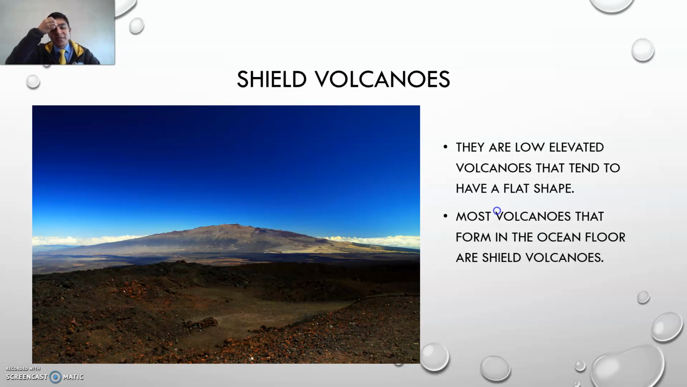And that's weird, right? Because we usually think that volcanoes are going to have a mountain shape structure. But in reality, they are a little bit flatter. They just have a low elevation, of course, comparing them to other volcanoes. And most volcanoes that form in the ocean floor are shield volcanoes. So if we go to the ocean and we start analyzing the ocean floor, we're going to find a lot of these volcanoes. They are less common on the surface, or in the continents, but sometimes they can actually form.